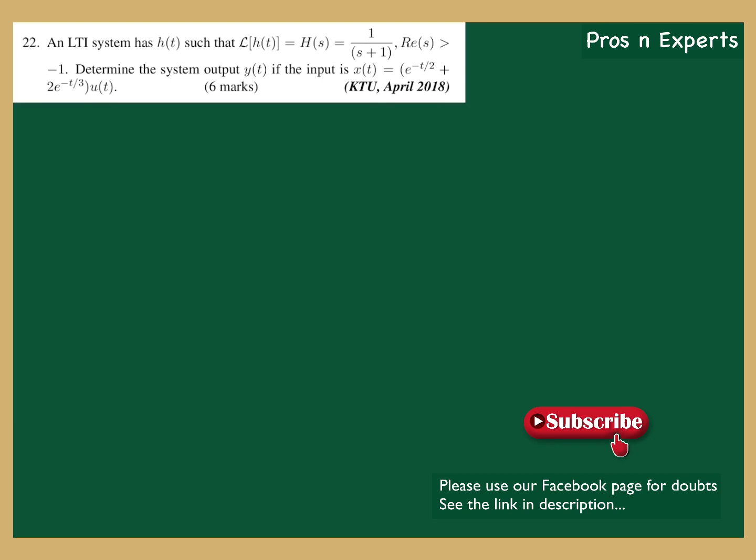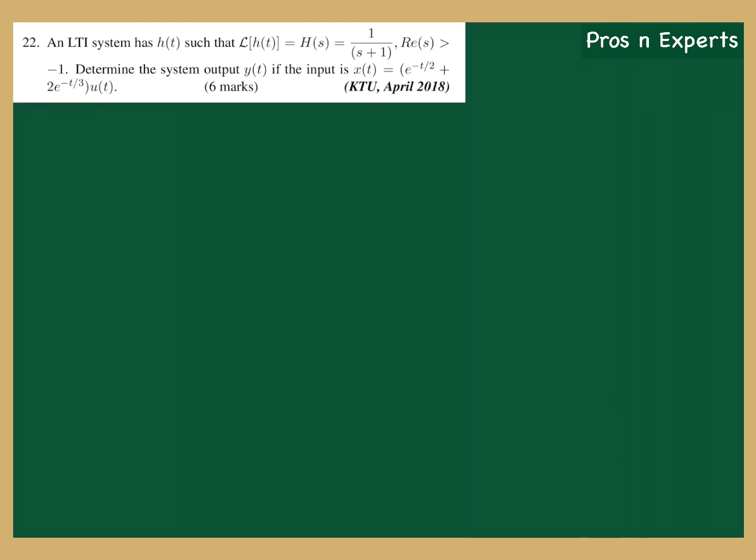Okay, so the question gives the transfer function H of s equal to 1 by s plus 1 and the real part of s greater than minus 1. That is nothing but the ROC, and it indicates that this system is causal, and there is no other relevance to this question. Okay, let us see. The question asks to find the system output y of t for the given input signal. So this is a comparatively very simple problem.